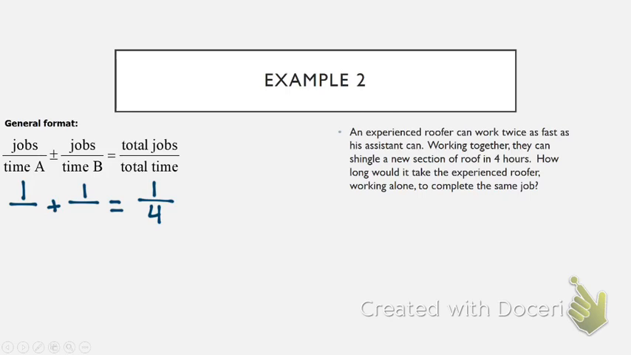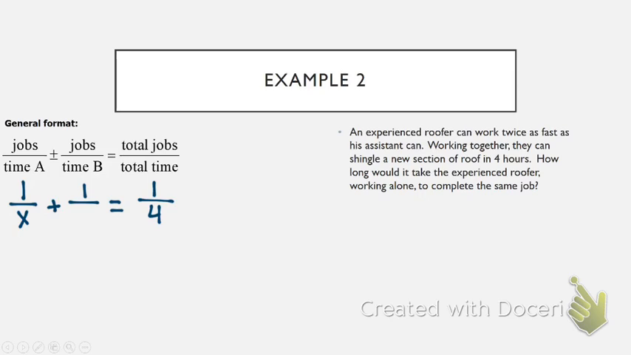What I don't know is I have no information about their individual times, other than the assistant takes twice as long as the experienced roofer. So let's just say that the experienced roofer finishes the roof in X hours. I don't know how long he takes. I just know that he's going to take X hours.